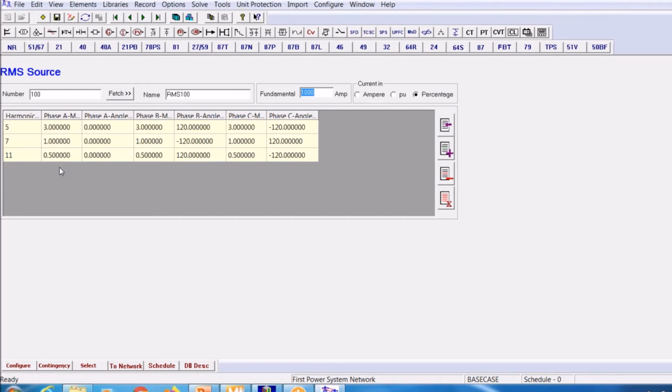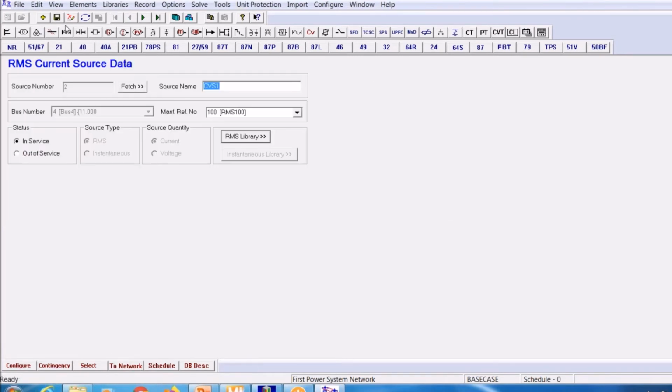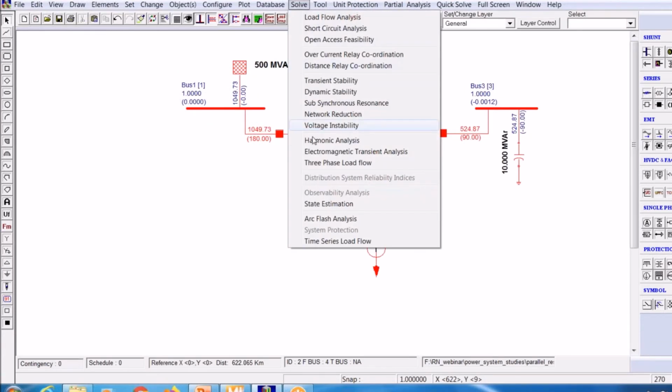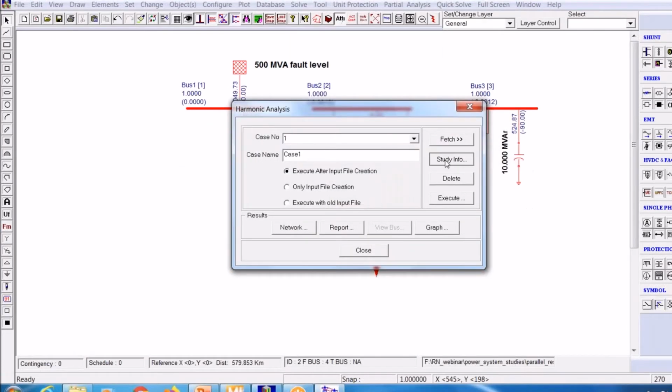What do we expect? With respect to the 5th harmonic, the 7th is less, only 1%, and the 11th is 0.5%. Therefore, the voltage distortion should also be less. Compared to the 5th harmonic, the 7th voltage distortion should be less. That is what we expect. Therefore, let us do the harmonic analysis.